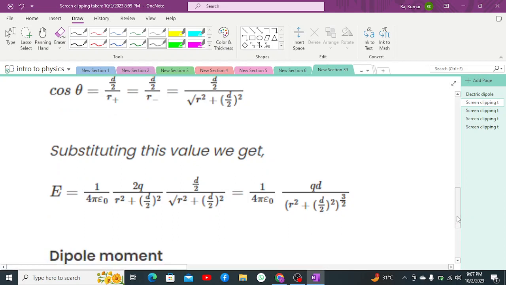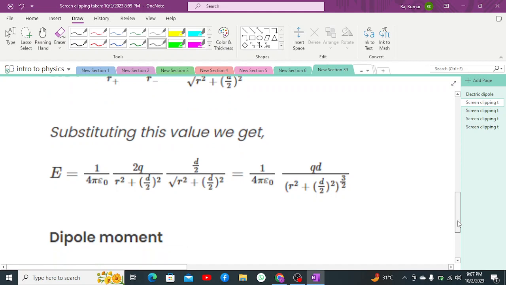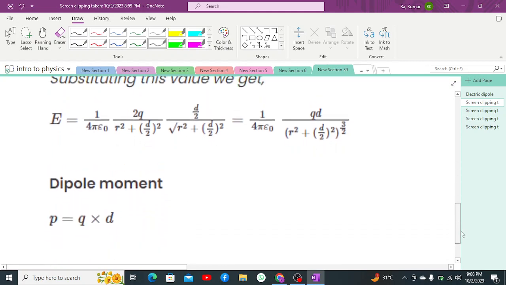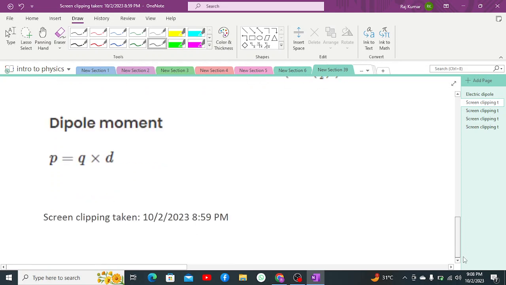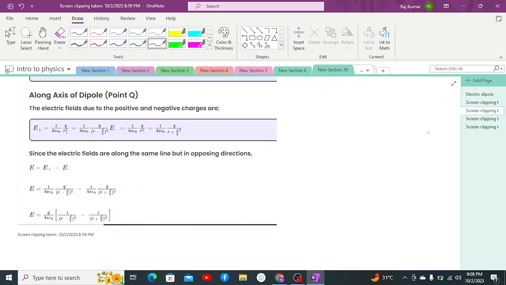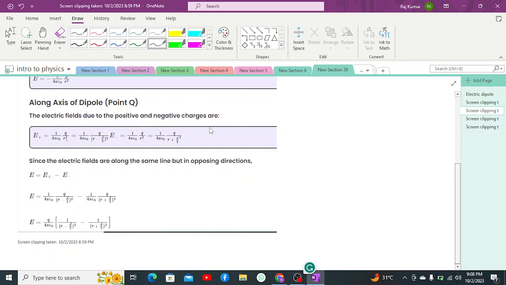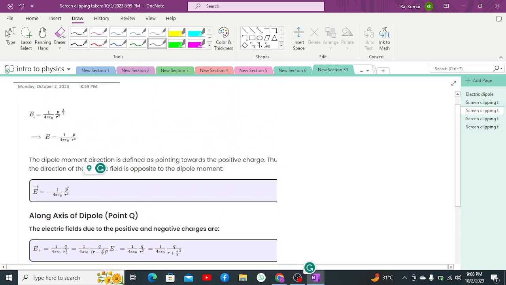The equation will become 1 upon 4 pi epsilon naught 2q upon r square plus d upon 2 whole square, times d upon 2 upon the radical of r square plus d upon 2 whole square, which is equal to 1 upon 4 pi epsilon naught qd upon r square plus d upon 2 whole square to the power 3 upon 2. In that case, qd is equal to the dipole moment, which is then kept inside the value.